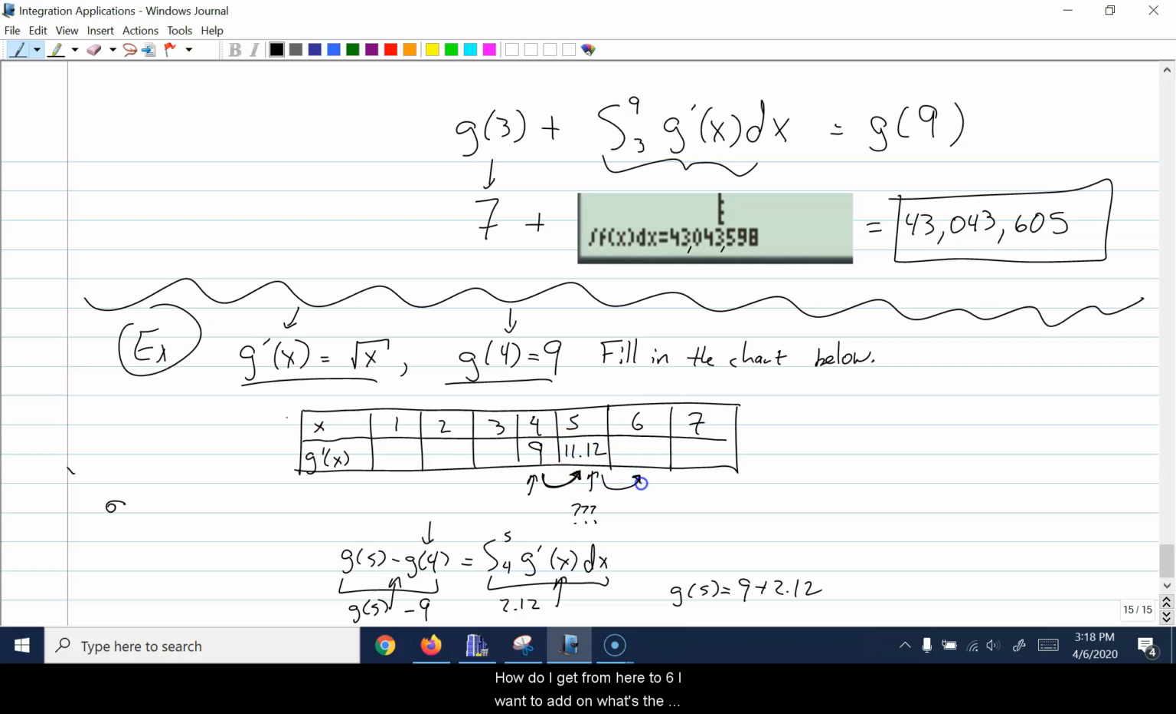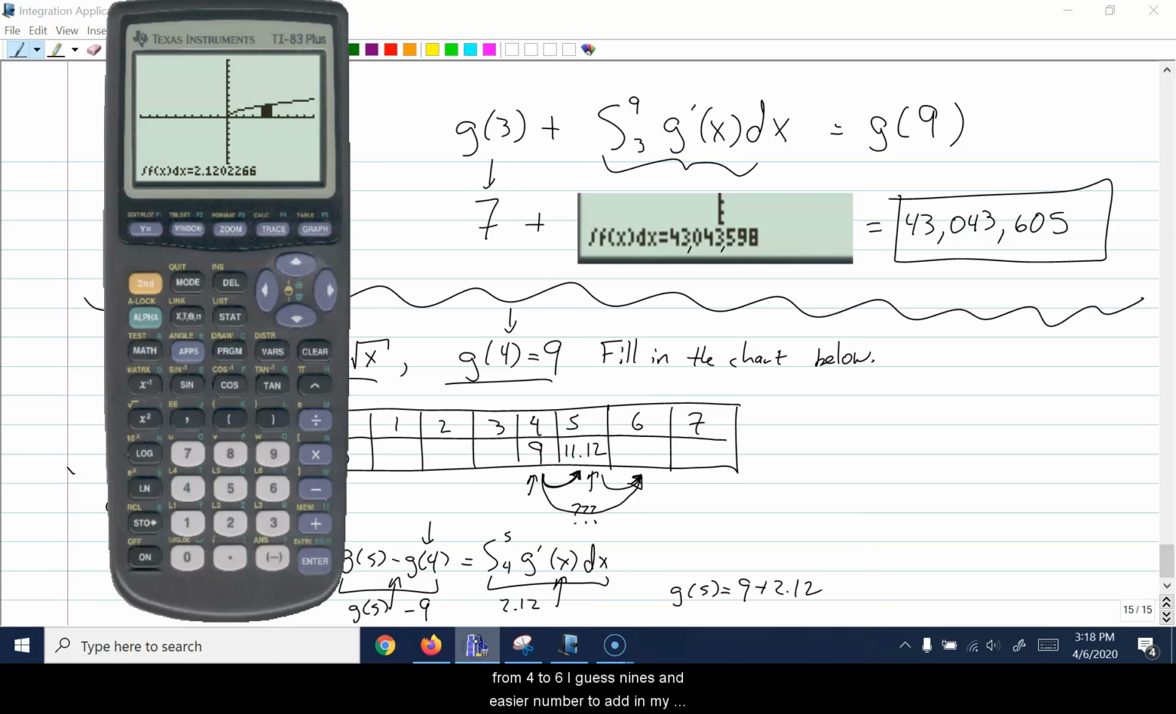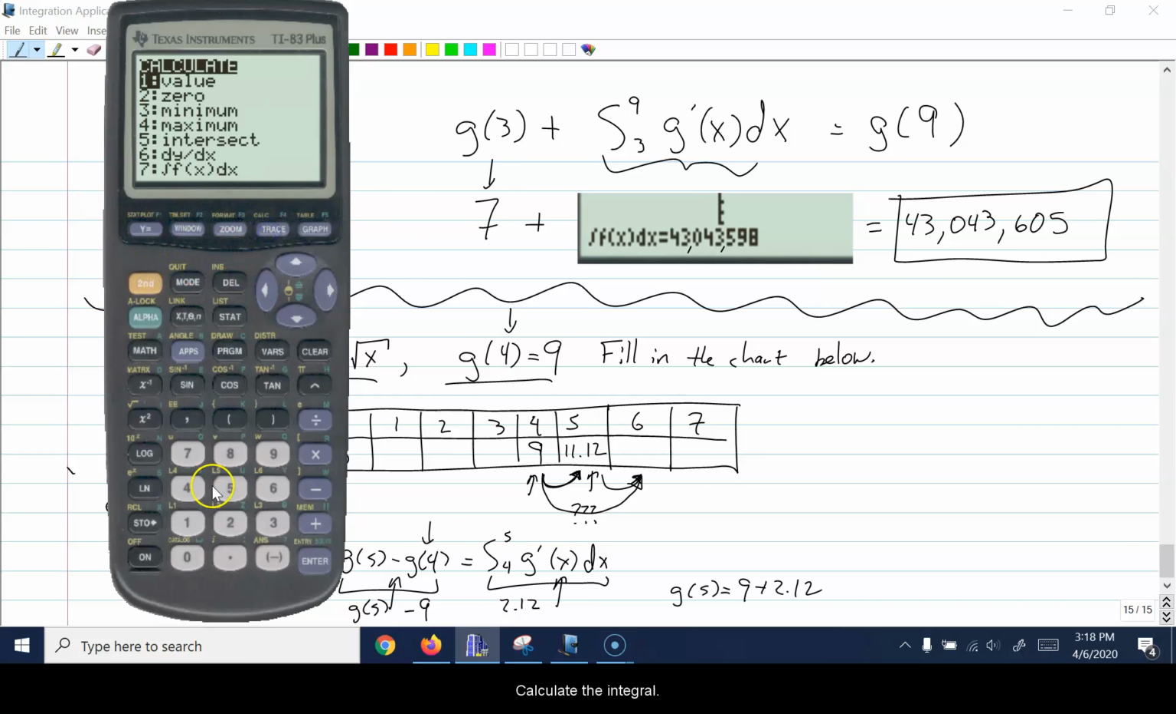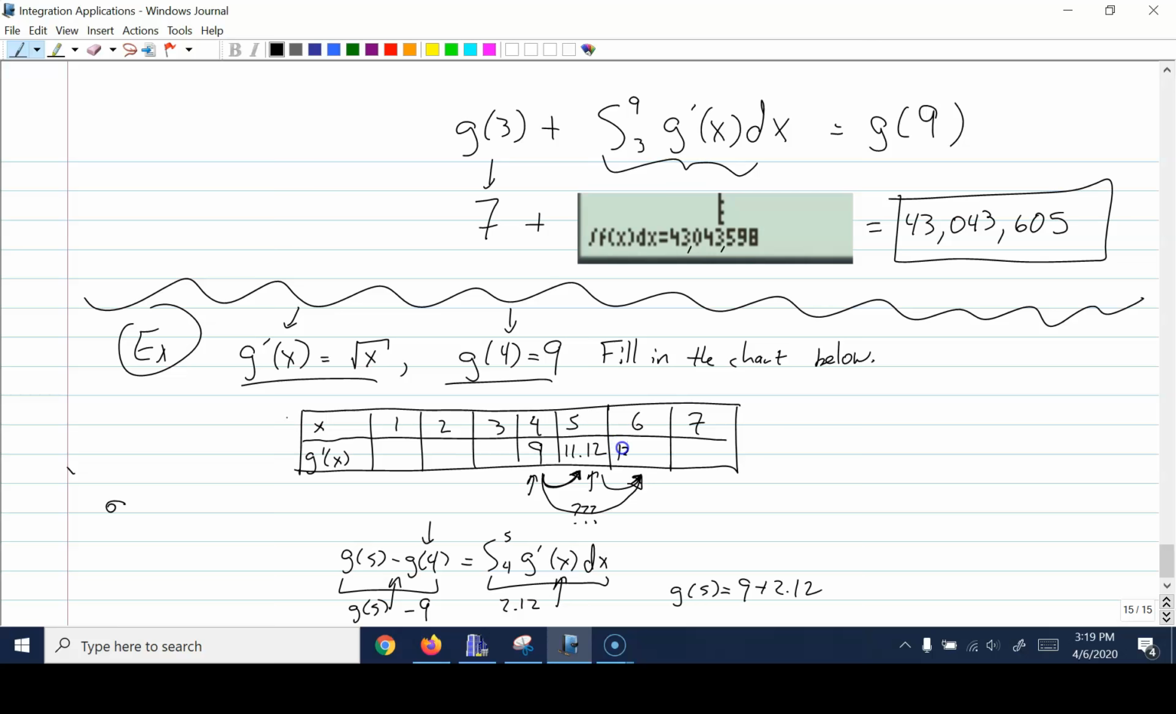How do I get from here to 6? I want to add on the integral from 5 to 6. Or I can add on the integral from 4 to 6. I guess 9's an easier number to add in my head. Let's do that one. Let's calculate the integral from 4 to 6. What do I get? I get 4.46. If I add 9 to that, 9 plus 4 is 13, I'll get 13.46.